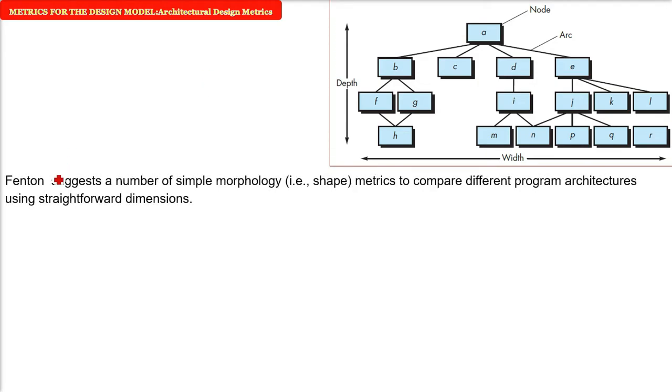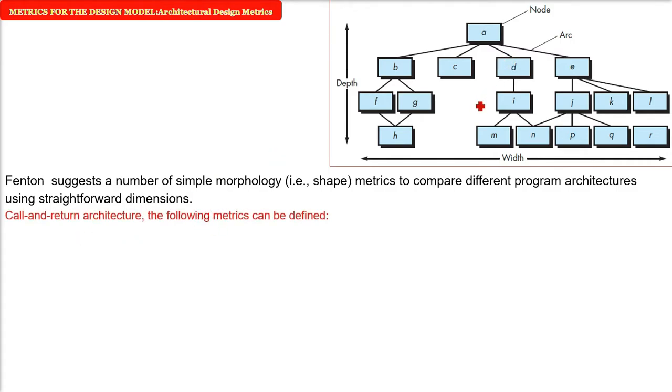Now Fenton suggested a variety of simple morphology that is based on the shape. Morph is shape or face. So, a simple morphology matrix in order to compare various program architectures using very straightforward dimensions.